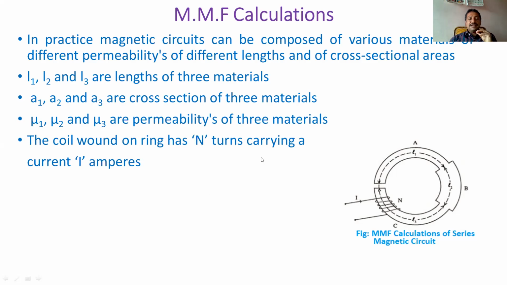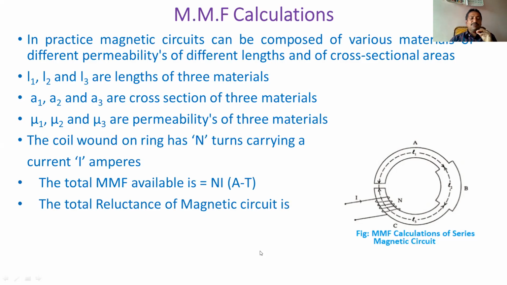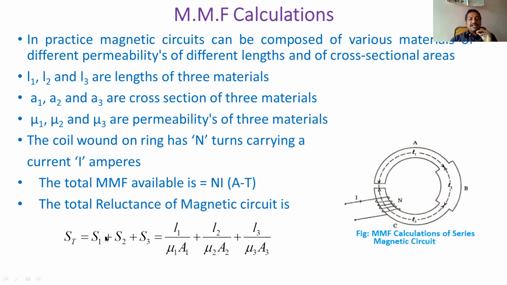The coil wound on a ring has N number of turns carrying a current of I amperes. Then what about the total MMF? Total number of turns multiplied by current. This MMF will be distributed across the three parts. How will it be distributed? The reluctance of the magnetic circuit is also different. Why? S is equal to L by mu A. L is different, A is different, mu is different. So here you will see that S total is equal to S1 plus S2 plus S3. L1 by mu1 A1 is the first material, L2 by mu2 A2 is the B material, L3 by mu3 A3 is the C material.